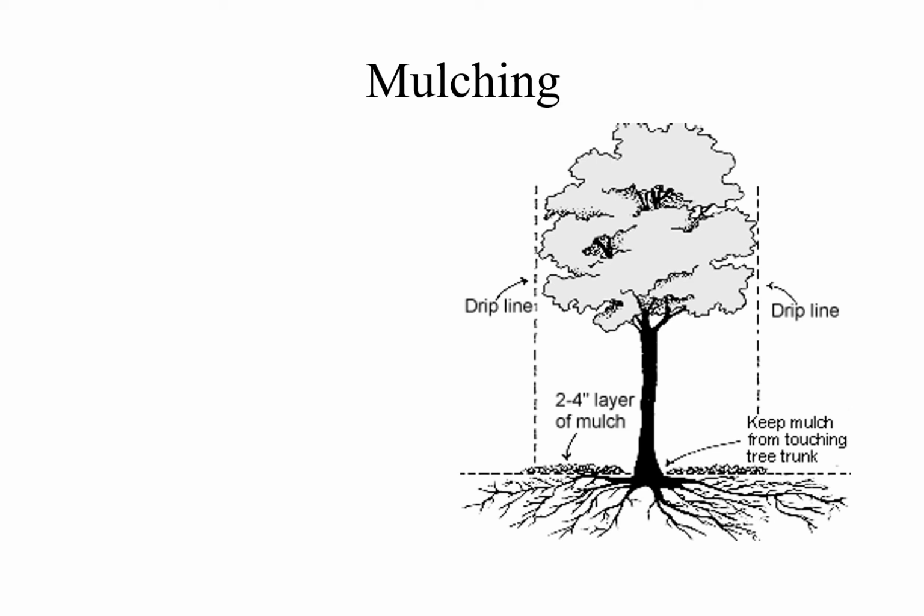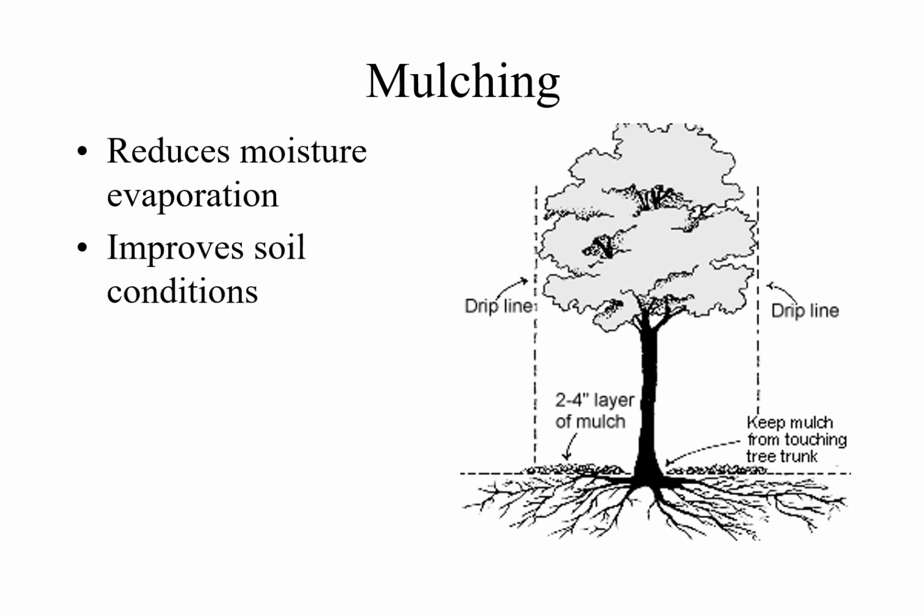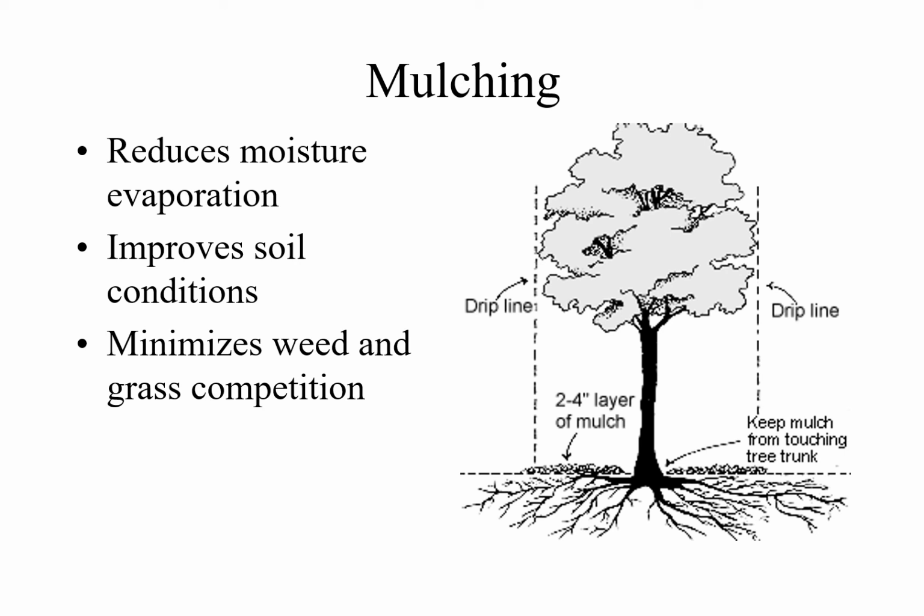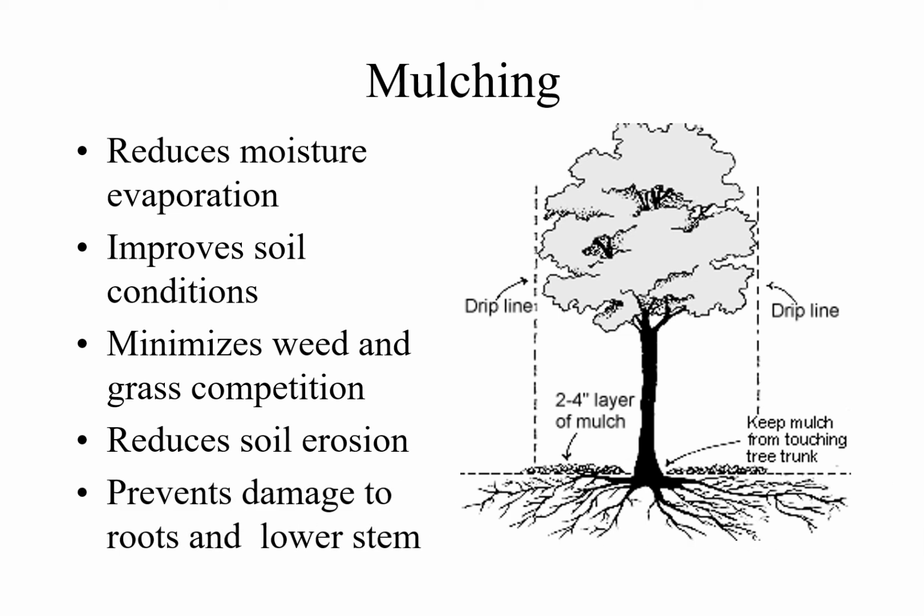Mulches are materials placed on the soil surface around the tree trunk to reduce moisture evaporation and improve soil conditions. Other benefits include minimizing turf and weed competition, reducing soil erosion, improving soil aeration, moderating soil temperature, and protecting against mechanical damage from lawnmowers and weed whackers. The mulch layer should not exceed 2 to 4 inches in depth and should not be placed against the trunk of the tree, as collar rot can occur. It should be a minimum of 3 feet in diameter around the tree and can be as large as you wish or can afford.